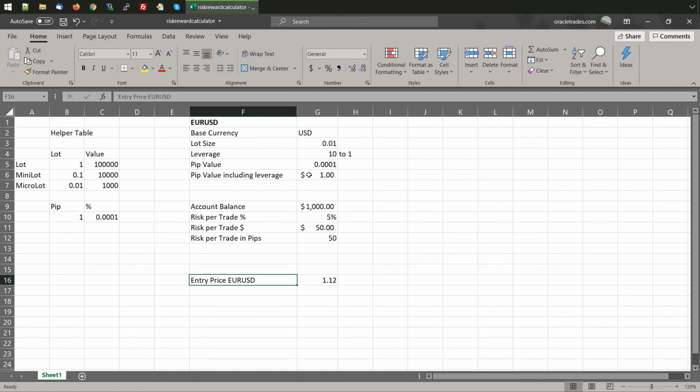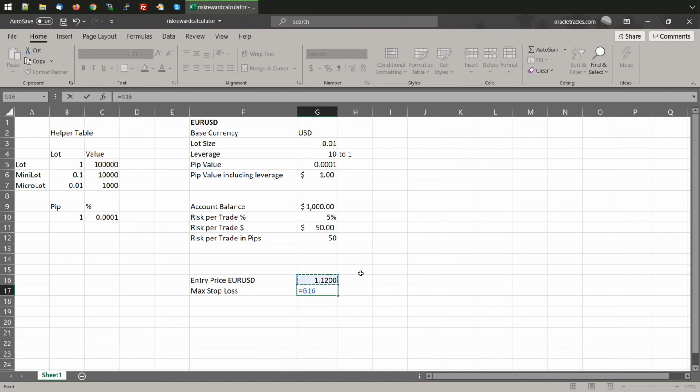Now let's have a look. Our entry price is 1.12, and I'm just going to make this a little bit more decimal so it reflects the Forex trading display better. And because we're trading technically with 5 decimals, but let's leave it at 4 right now for simplicity, we need to establish what is our maximum stop loss. And our maximum stop loss is that 1.12, that is our entry price, minus the 50 pips.